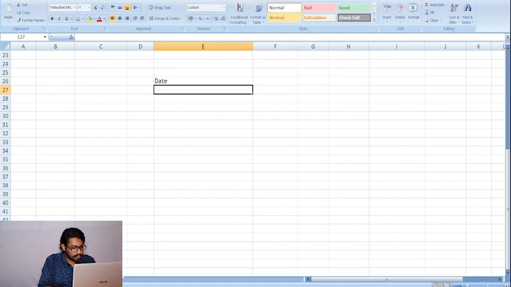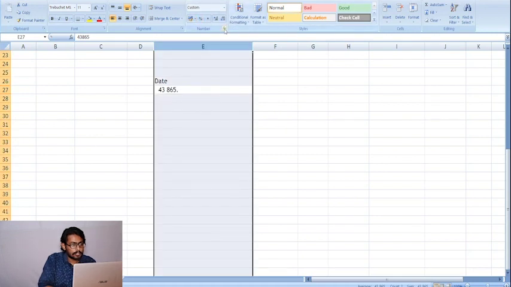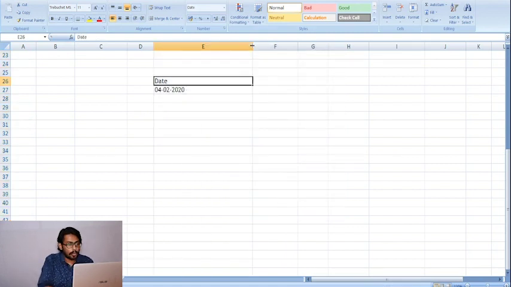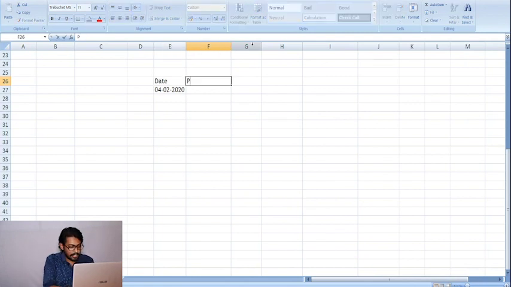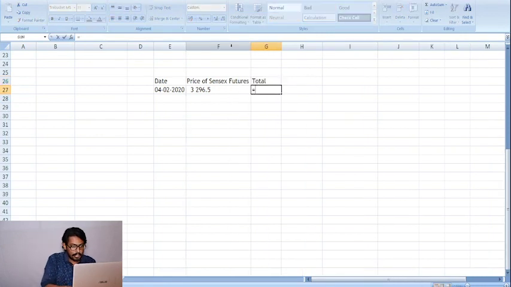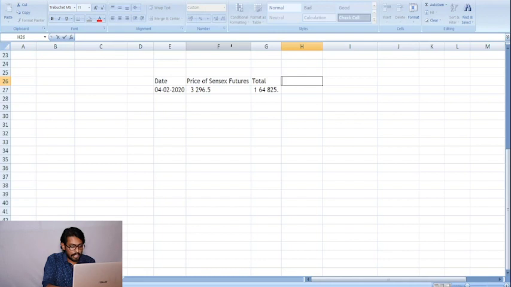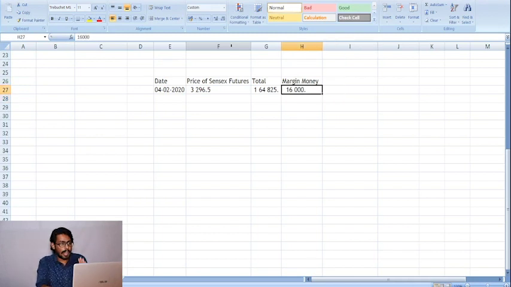So the date is 4-2-2020. Price of Sensex is given as 3296.5. So the total comes to 3296.5 into 50, 1,64,000. Initial margin, or rather margin money, is 16,000. We just computed margin money 16,000. Okay, this is what happens on 4-2.